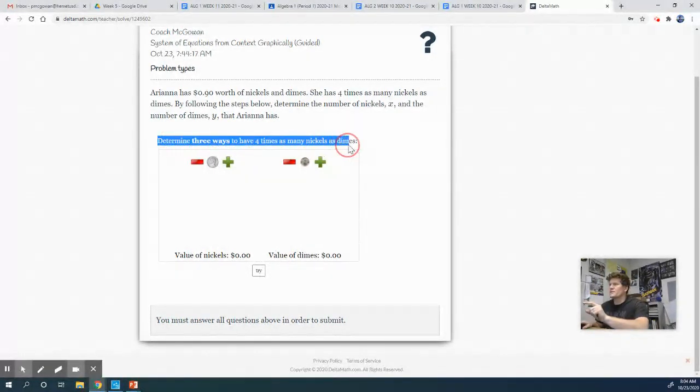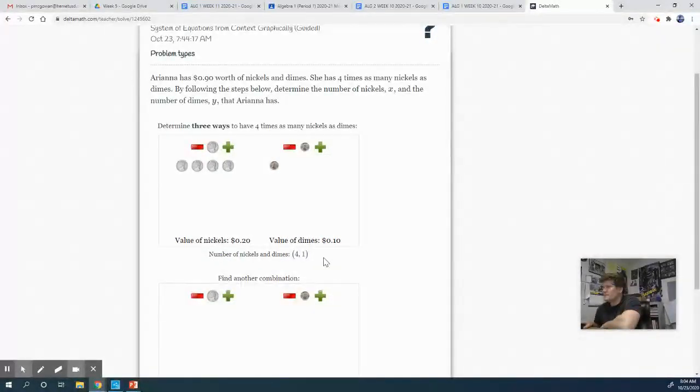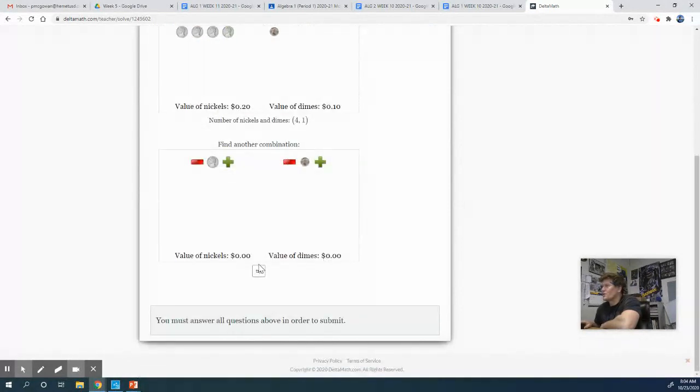This very first thing for me says, determine 3 ways to have 4 times as many nickels as dimes. I want 4 times as many nickels. So let's say I have 1, 2, 3, 4, and 1. Now I can plug it into my parentheses. I have 4 nickels, 1 dime. 4 times as many. I could probably try 0, 0, but I think it's going to be a little tricky. So I'm going to go to the next one. I'm going to say I have 8, because I know 8 divided by 2 is 4. I know 8 is 4 times 2. So I got 8, 2.